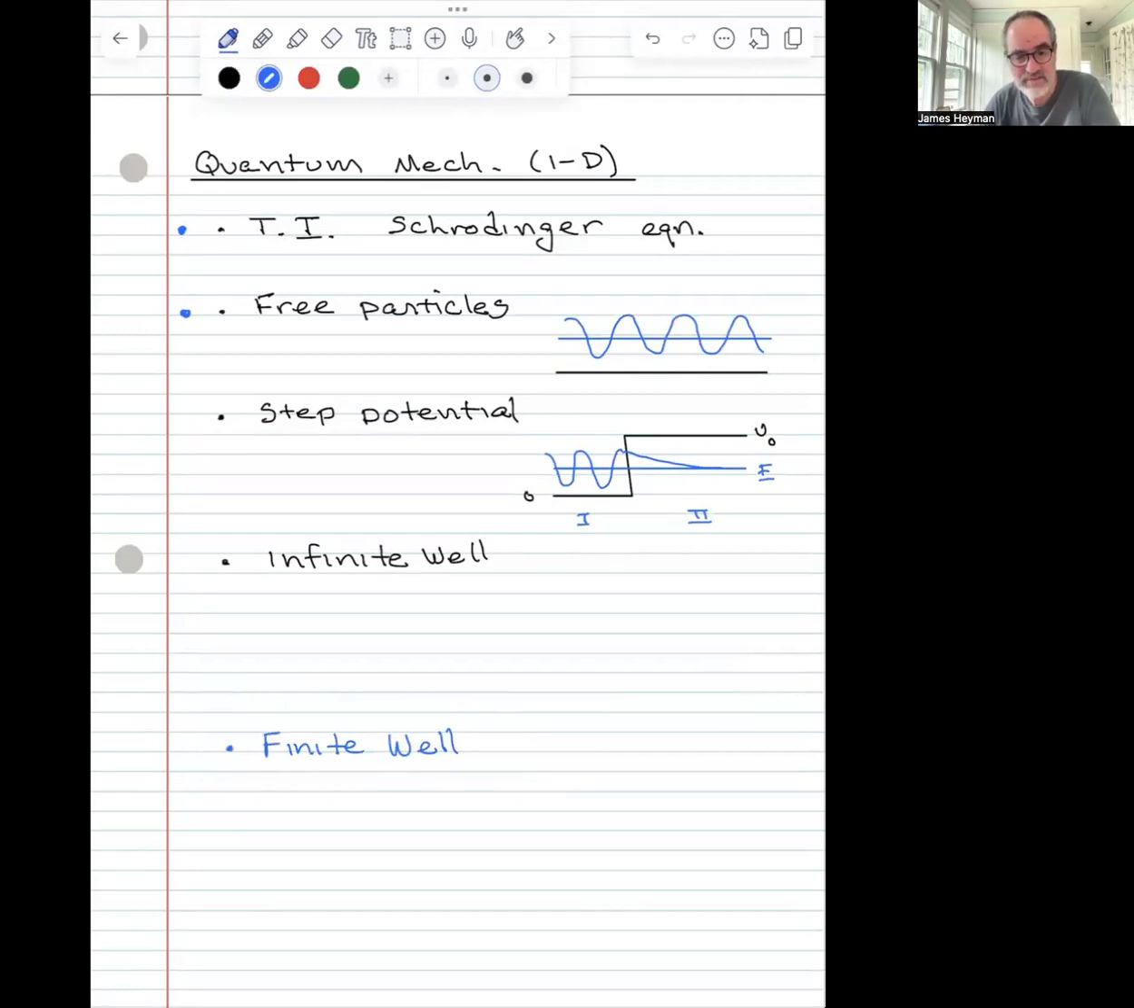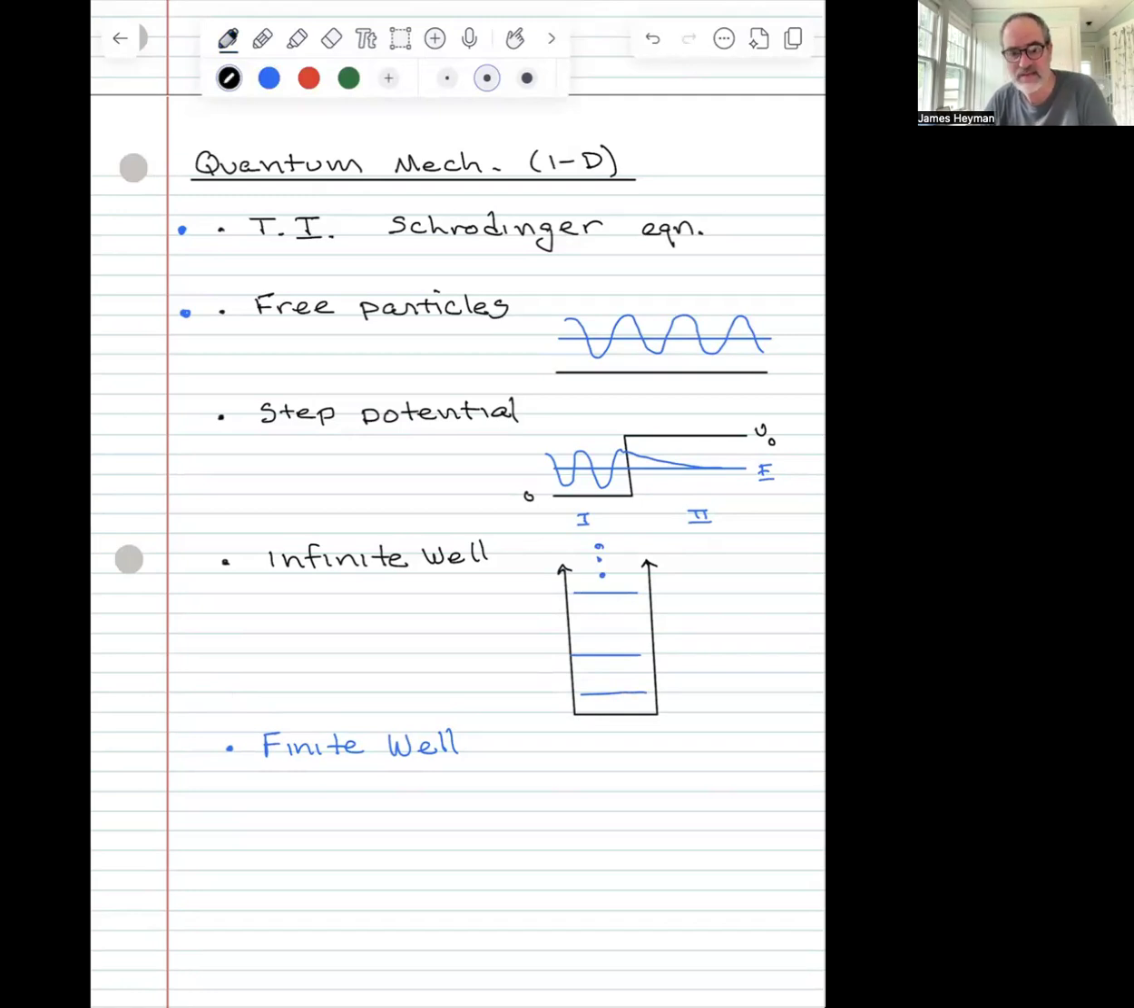The next system was the first truly bound potential. That was the infinite well. Here we got a set of quantized energy states. The energy could only take on certain values, and we found a simple formula which described those values. We found the wave functions as well.